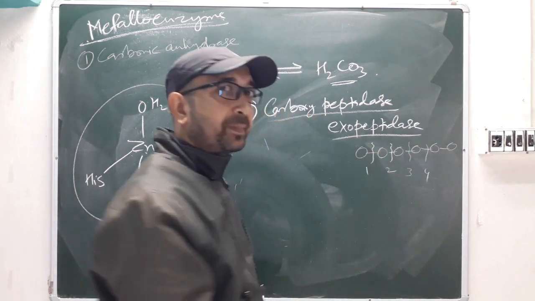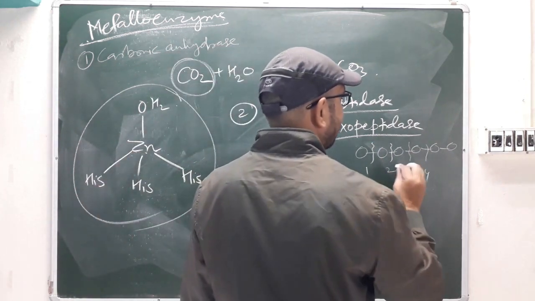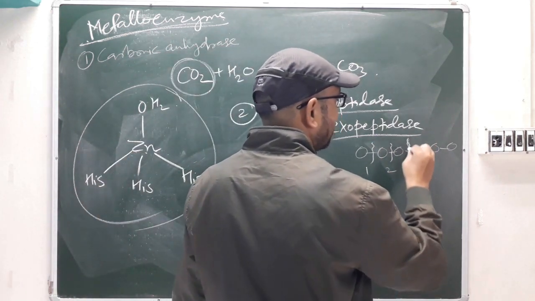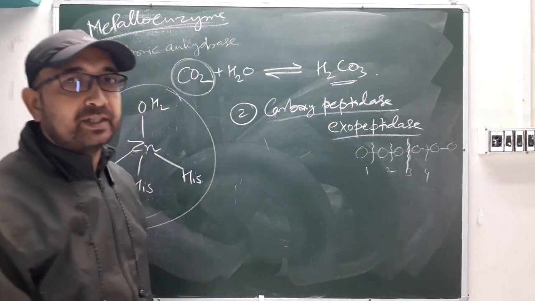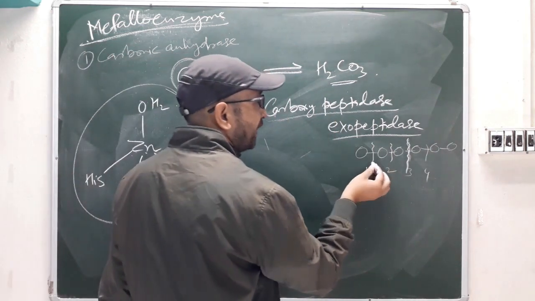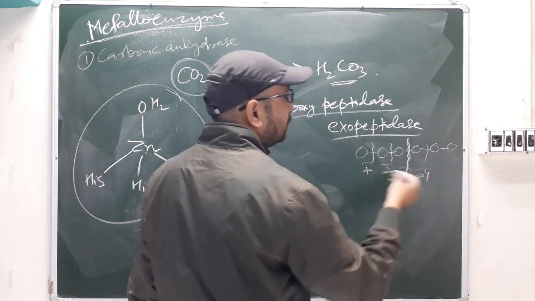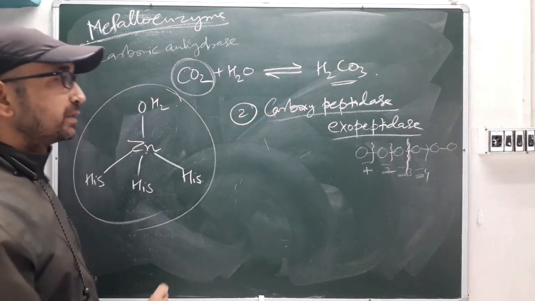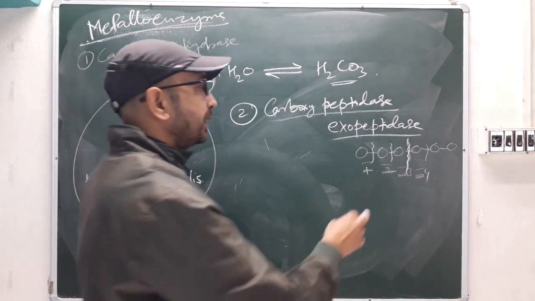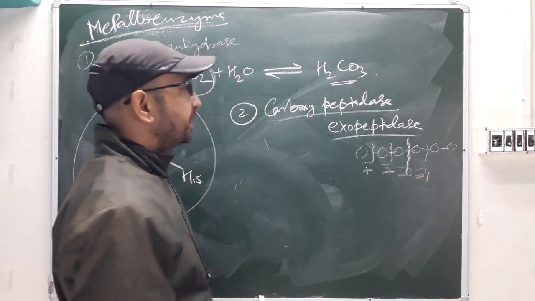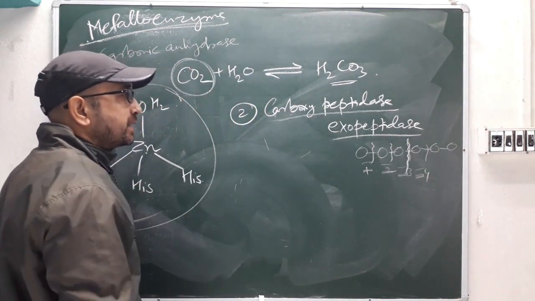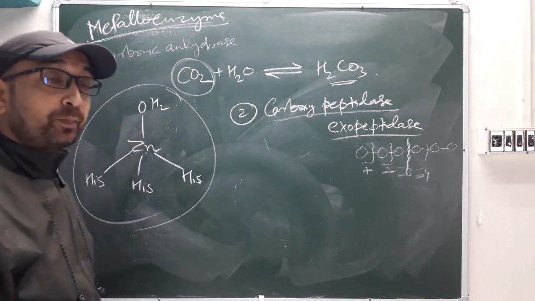If it is an endopeptidase, what will it do? It will go directly to the middle and cleave there. For an exopeptidase, it starts from the end side: 1, then 2, then 3, then 4. If it cuts from the end, it is an exopeptidase; if it cuts in the middle, it is an endopeptidase. So this particular enzyme, carboxypeptidase, is an exopeptidase.